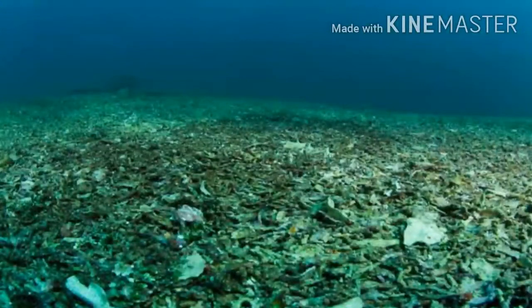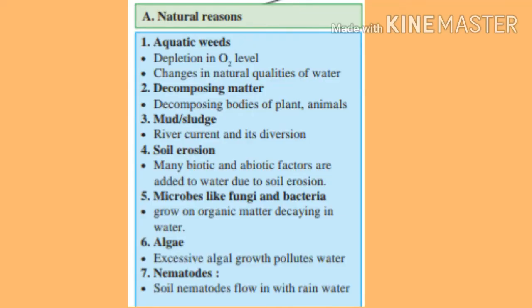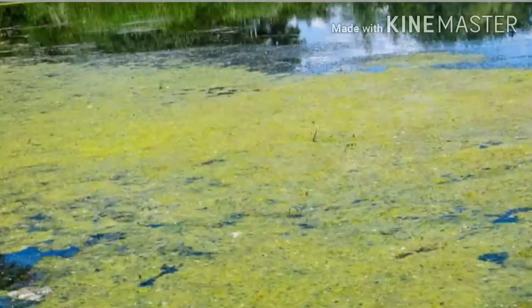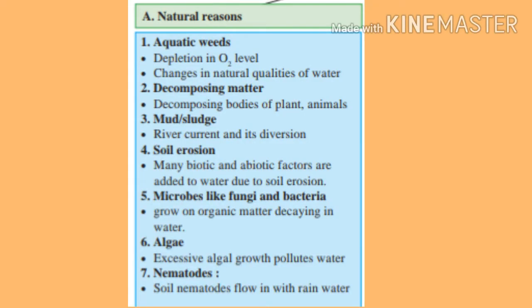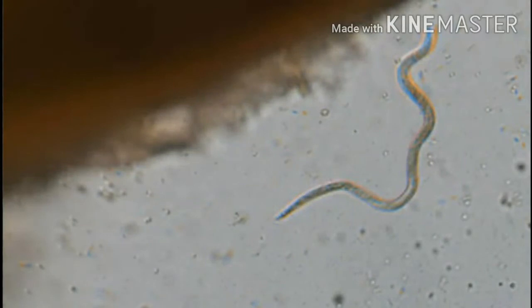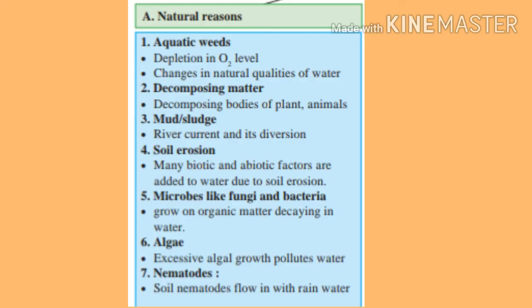Fifth point, microbes like fungi and bacteria grow on organic matter decaying in water. Sixth point, algae. Excessive algal growth pollutes water. Seventh point, nematodes. Nematodes means worms. Soil nematodes flow in water with rain water.